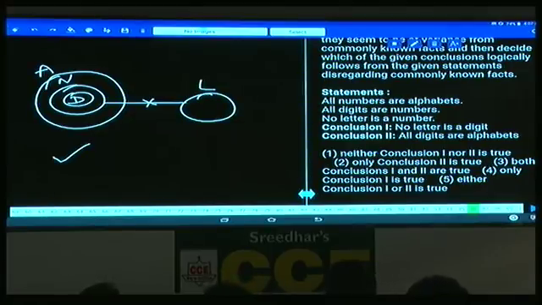All digits are alphabets. All digits are alphabets is definitely false, as no letter is a digit is true. All digits are alphabets is definitely true.